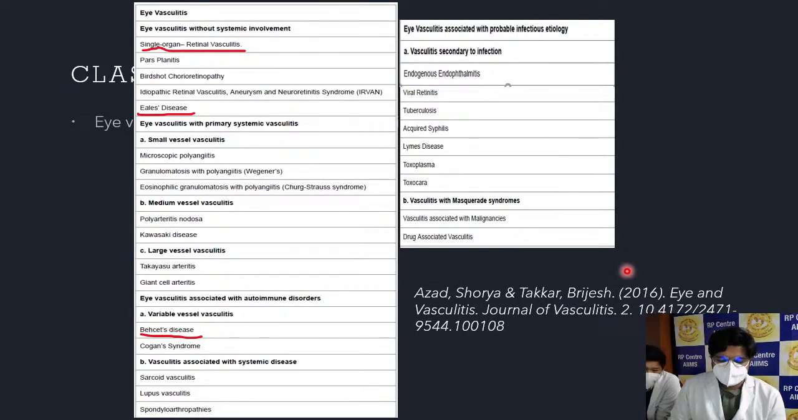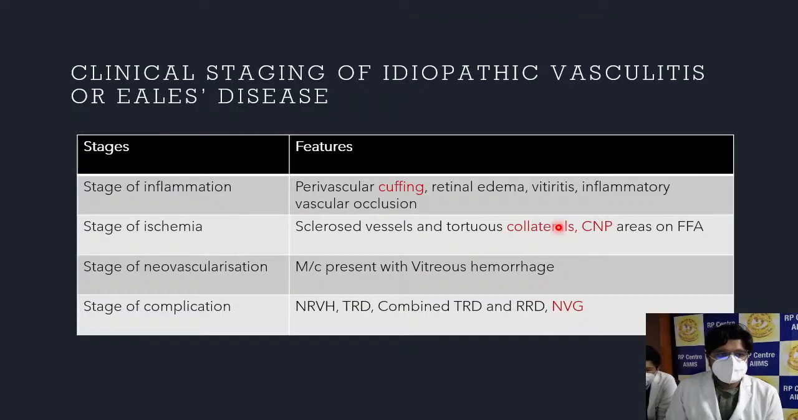This was a classification of retinal vasculitis done according to the Chapel Hill nomenclature. Basically, eye vasculitis without systemic involvement, eye vasculitis with primary systemic vasculitis, which included small vessel, medium vessel, and large vessel, and eye vasculitis associated with autoimmune disorders. It could be a variable vessel vasculitis, vasculitis associated with systemic disease, and eye vasculitis associated with probable infectious etiology. Could be secondary to infection or could be a masquerade.